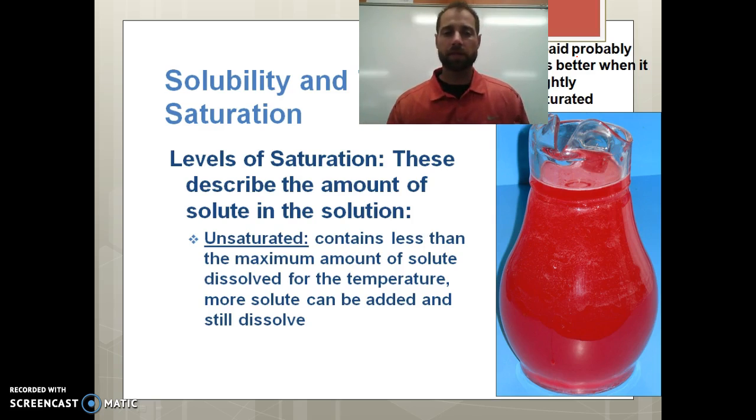There's different levels of saturation. So Kool-Aid many times is unsaturated. It contains less than the maximum amount of solute. And so if you make this picture of Kool-Aid, you're supposed to add 1 cup of sugar. I don't know what that is in metrics. But if you wanted to add 1.5 cups, it would probably still work. The sugar would all still mix in. So the 1.5 would be more saturated. This would be less saturated, but this is an unsaturated Kool-Aid.